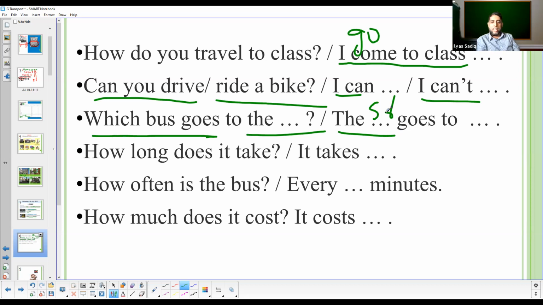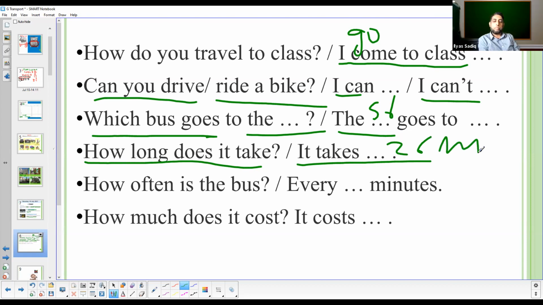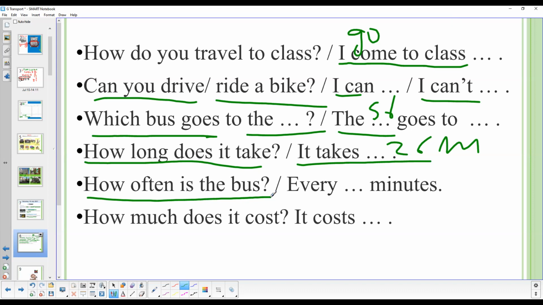How long does it take? If we ask about the time, suppose we want to go to Piccadilly, the railway station, we can say how long it takes to the railway station. So we can say it takes 26 minutes, for example. And how often is the bus? What does it mean here? How often is the bus? Every 10 minutes. Yeah, well done.